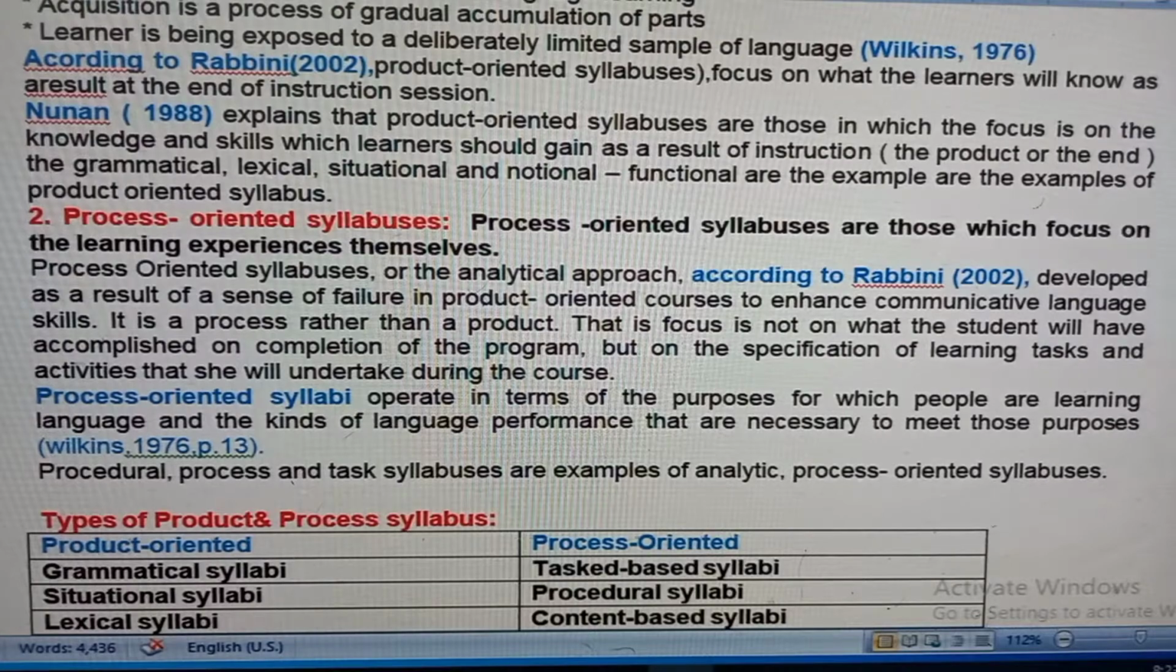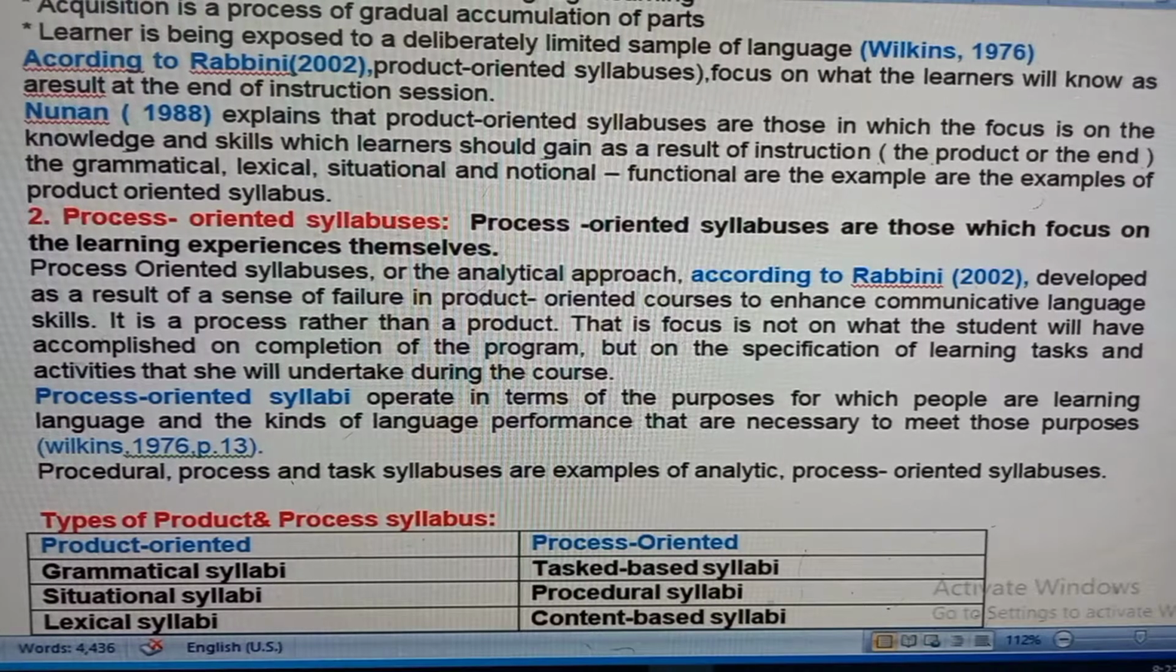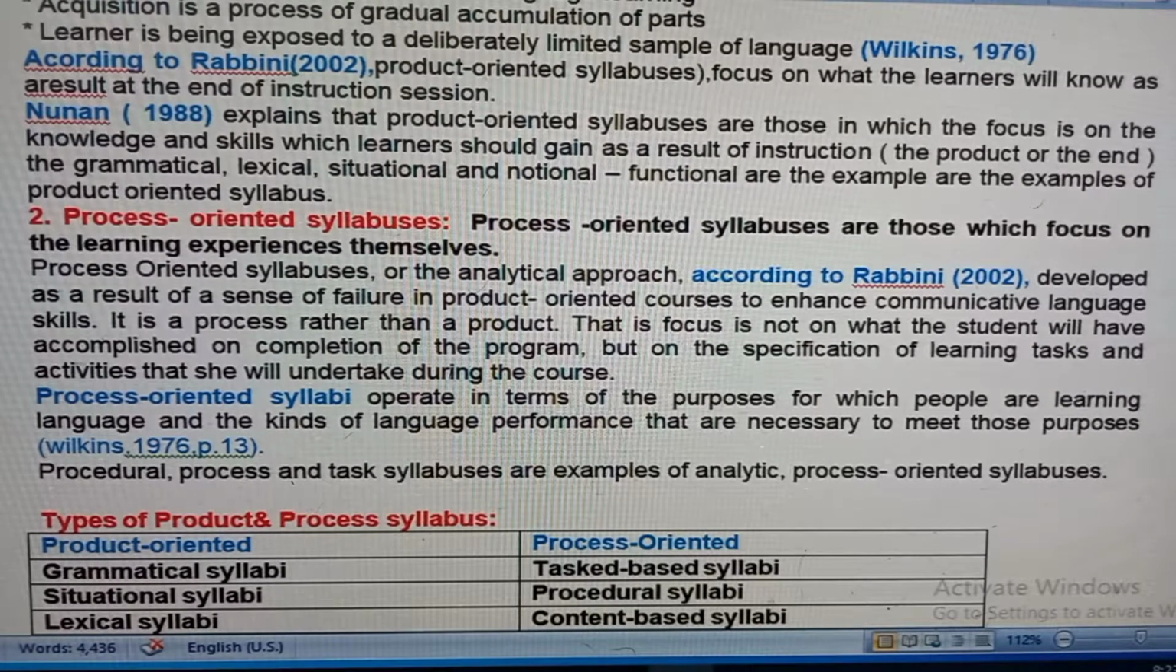Number 2, process-oriented syllabuses. Process-oriented syllabuses are those which focus on the learning experiences themselves. Process-oriented syllabuses, or the analytical approach, according to Rabini, 2002, developed as a result of a sense of failure in product-oriented course to enhance communicative language skills. It is a process rather than a product.